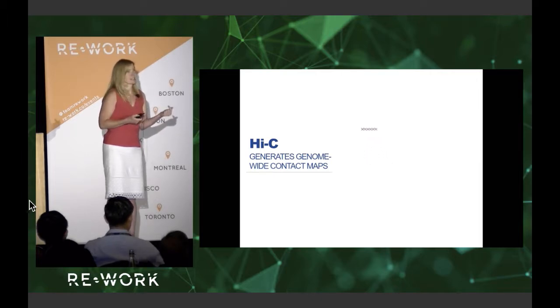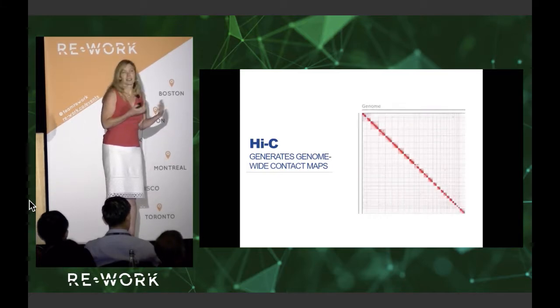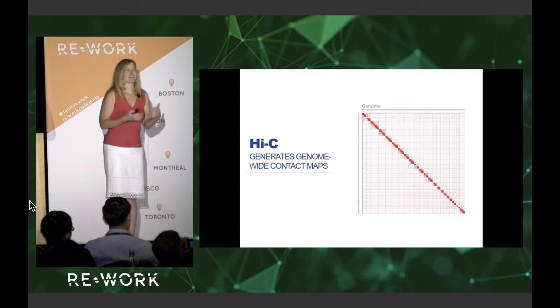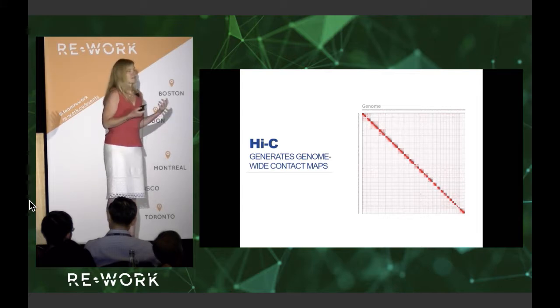So on one axis, instead of the pictures, we have the genome. And on the other axis, we have the genome. And right away, you see some structure. You see that there are boxes along the diagonal. And those boxes, how many boxes are there? There are 24 boxes, or 23 boxes. Why are there 23 boxes? Because there are 23 chromosomes.